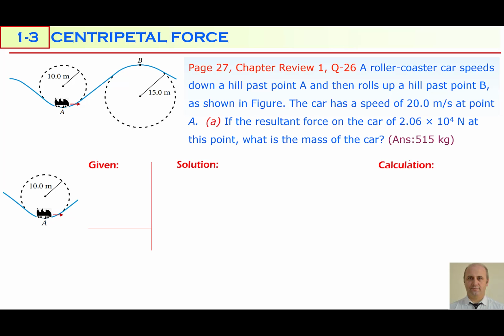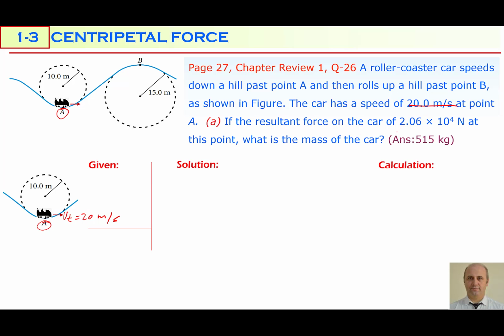The car has a speed of 20 meters per second at point A. This is the point A. While the car passes this point A, its speed is the tangential speed, of course. Vt is 20 meters per second. What is the mass of the car? So, 20 meters per second.